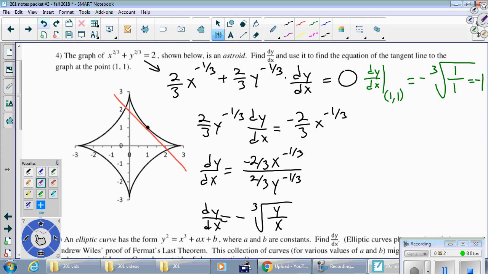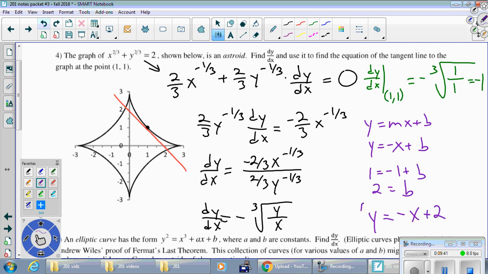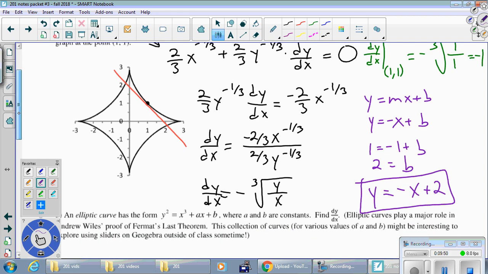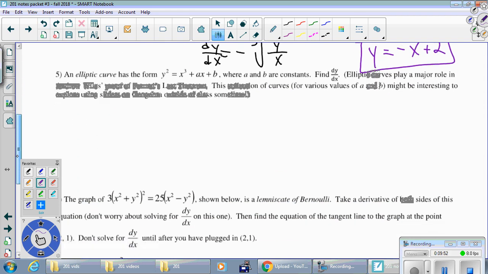And now we'll do our mx plus b. So y equals negative x plus b. Plug in the 1 and the 1 here for x and y. And b is equal to 2, which is also what we guessed looking at that red tangent line. So the final equation here is y equals negative x plus 2. It's the equation of that tangent line to that crazy looking shape that's called an asteroid. Notice it's spelled differently than the space asteroid. Space asteroid has an E in it.